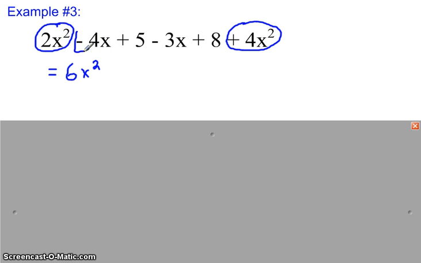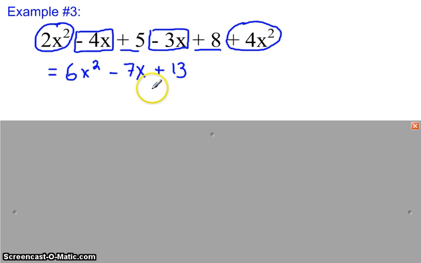We've got a negative 4x and a negative 3x. That is going to give us negative 7x. And then we got our constants, 5 and an 8, which gives us 13. And there it is. And this is in standard form too. What that means is that the powers of the exponents go in descending order. So they start big with the squared, then to the first, and then this is the x to the 0, but it's really just a constant.